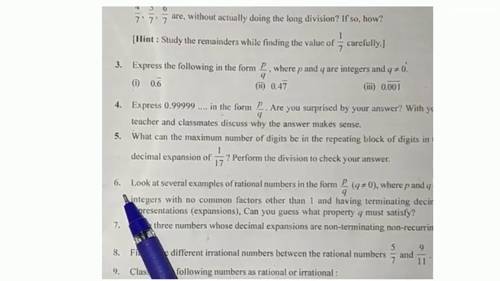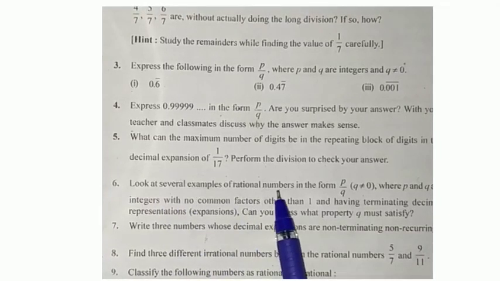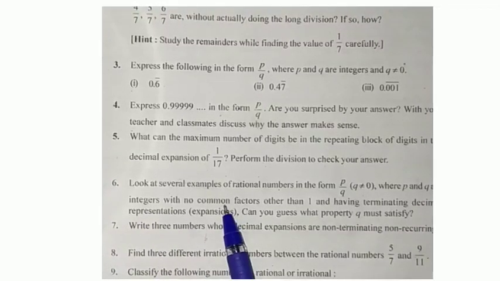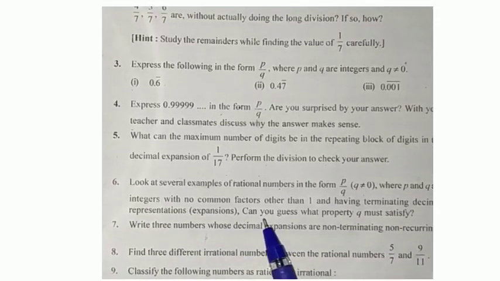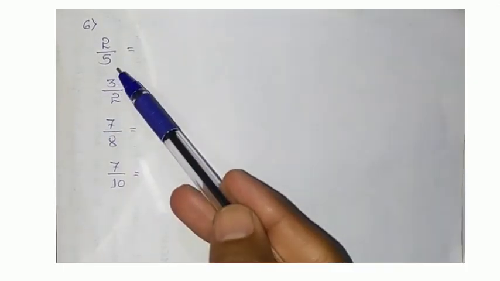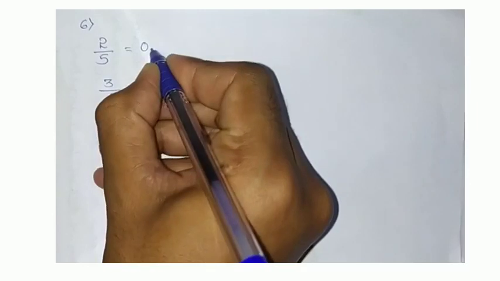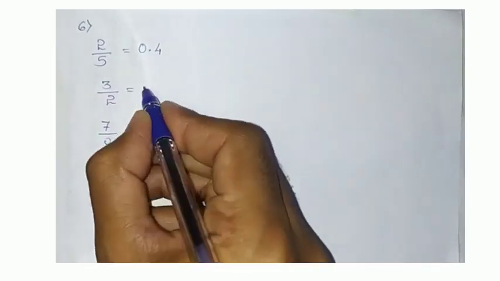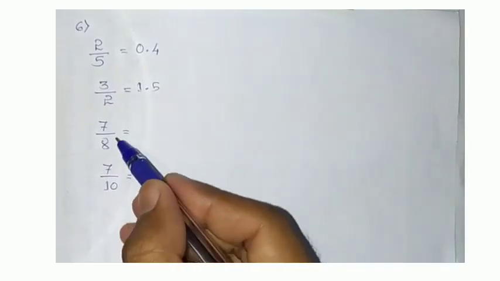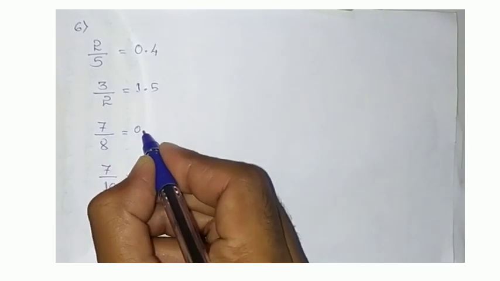Now coming to the sixth question: look at several examples of rational numbers in the form of P by Q, where P and Q are integers with no common factors other than 1 and having terminating decimal representations. Can you guess what property Q must satisfy? So let's take some examples. 2 by 5, what we will get here? 0.4. 3 by 2, what we will get here? 1.5. So you can check with the division. 7 by 8, what we will get here?